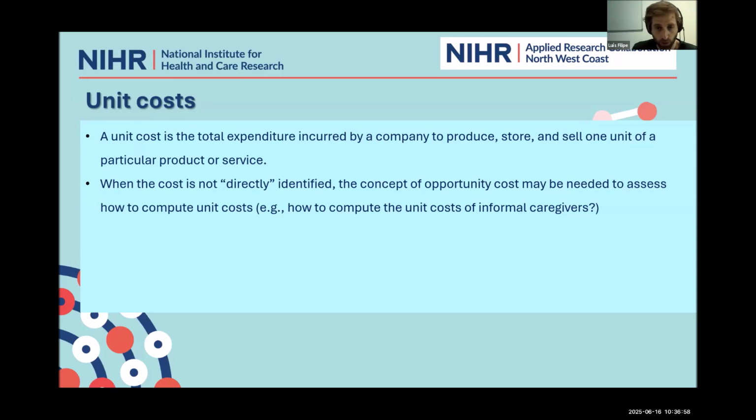Then imagine that you adopt a societal perspective, as you were assuming in the knee surgery question. How do you compute the unit costs of informal caregivers, for example? Again, a question for you too. What would you do? And let me tell you that the answer, whenever it is not directly in the bullet point, is usually the opportunity cost. So what is the opportunity cost of informal caregivers?